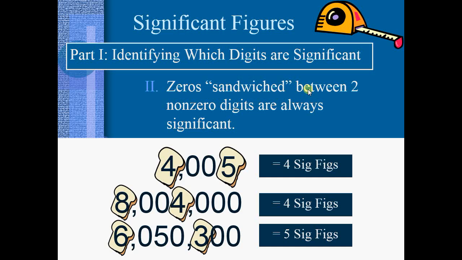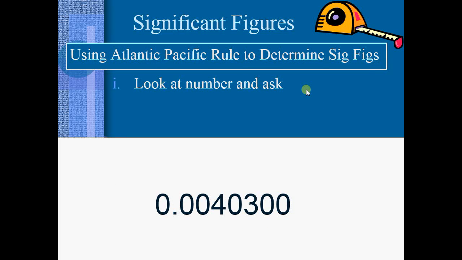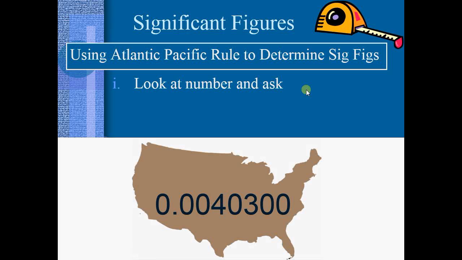Now, a quick and easy way to tell if a 0 is significant, if you're not sure whether it is just a placeholding 0 or not, is to use what's called the Atlantic-Pacific rule. This can help you determine not only if a 0 is significant or not, but how many total sigfigs the number has. So step number 1 is to imagine the number superimposed over the United States, and then ask yourself, does the number have a decimal?